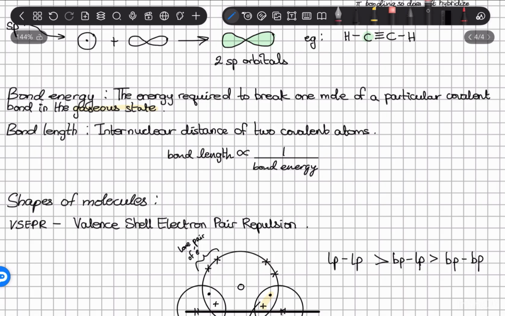Okay, so the next thing is just a quick thing that the syllabus said must be talked about. So we have bond energy. Bond energy is defined as the energy required to break 1 mole of a particular covalent bond in the gaseous state. And gaseous state is very, very important, guys.